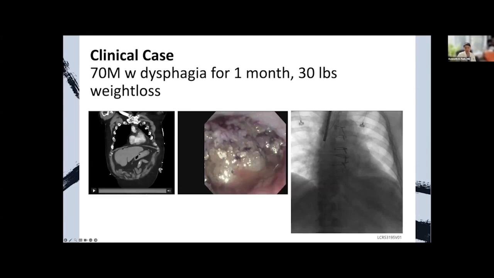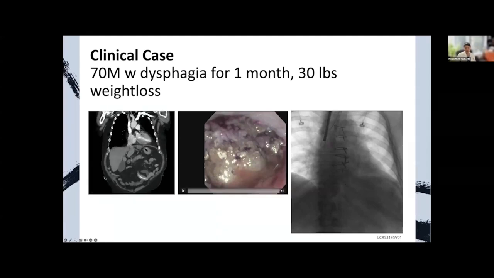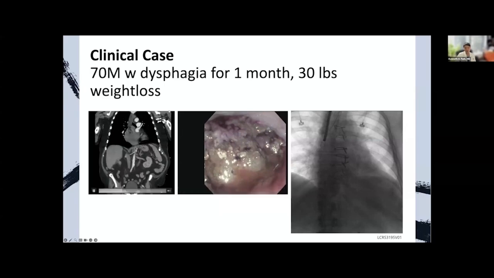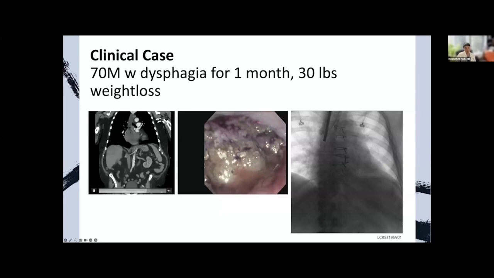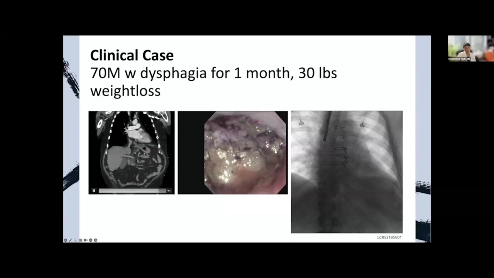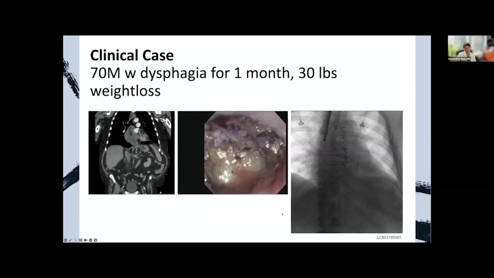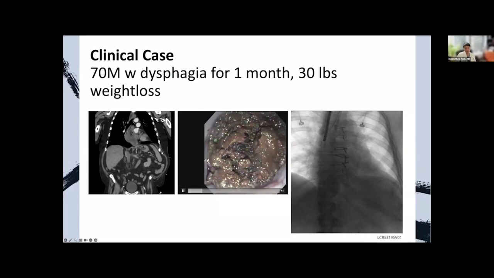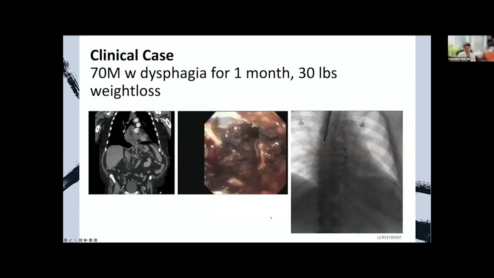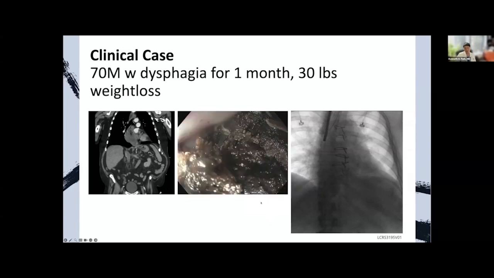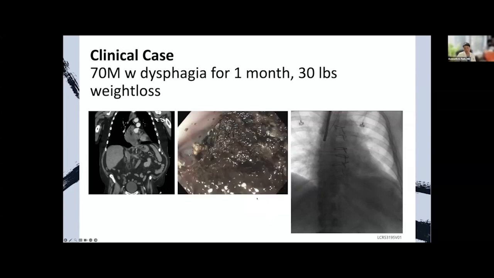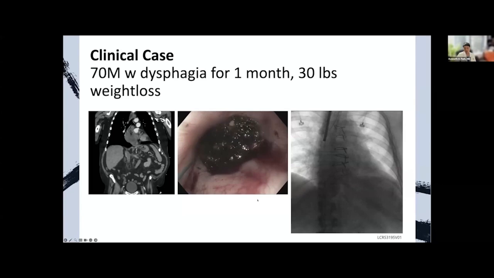So skipping over to a few clinical scenarios. This gentleman I saw was 70, homeless, and had dysphagia symptoms for about a month and 30-pound weight loss. The scan showed a large mass infiltrating the mediastinum. When we did endoscopy, this is what we found: a completely obstructing lesion. And these dark things were a mixture of friable tissue and some of the food he ate that got dried out and stuck on the tissue.